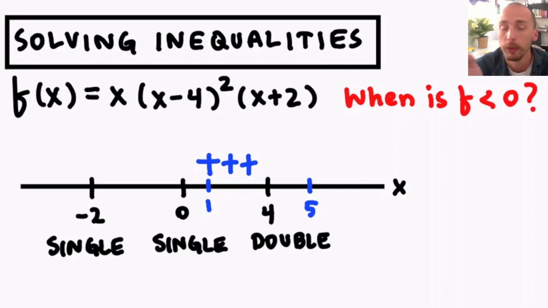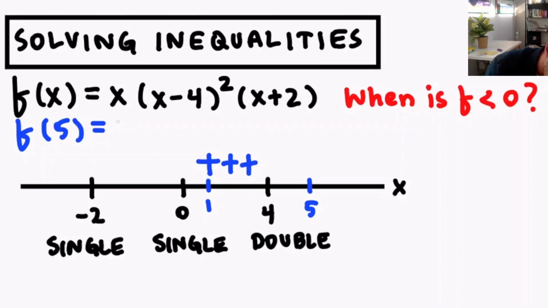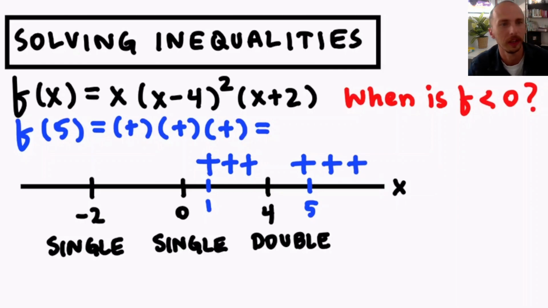I'm going to choose 5, but you can choose 10, 100, a million, any number you want, just as long as it's greater than 4. Okay, and then I'm going to plug in to f. f of 5 is going to equal, well, that's going to be 5, which is a positive number. 5 minus 4 squared is 1 squared, that's a positive number. And 5 plus 2 is 7, that's also a positive number. Okay, so I've got positive times positive times positive, that is also a positive number. Okay, so I'm seeing all positive from 4 to infinity.